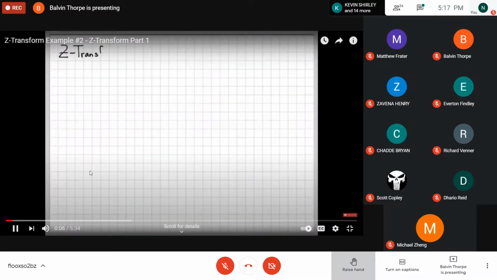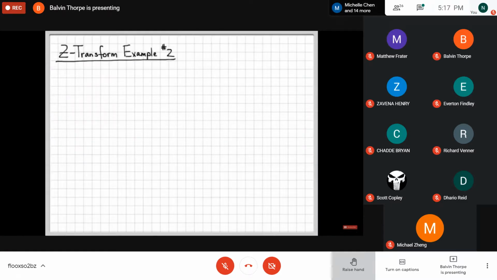Number 2. This example is a little bit more complicated than the first example we worked because this is a signal that has an infinite number of non-zero samples. So the signal we're going to deal with here is x of k equals alpha to the k times the unit step u of k. And we are going to find the z transform and region of convergence for this signal.